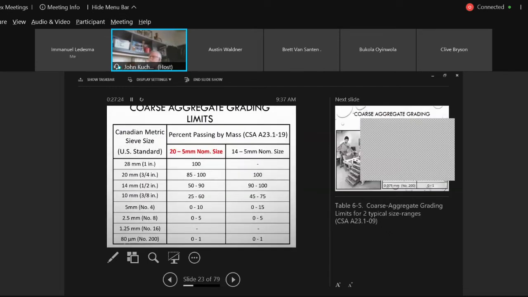Here's the 20 to 5 millimeter nominal size. Okay, these are the actual grading limits. And when we look into the CSA specification, table 4, whatever it is, I'll find it here shortly, we will be using the grading limits for 20 to 5 nominal size. Because there's other ones. There's 14 to 5, which means the top size.